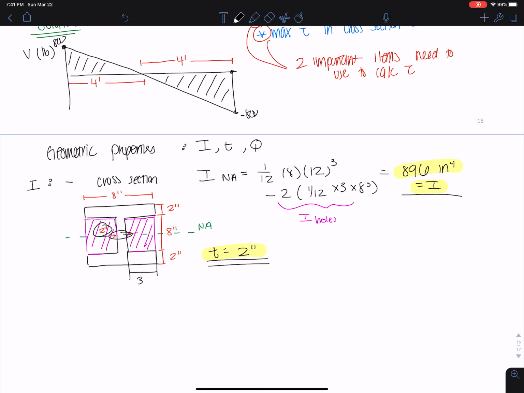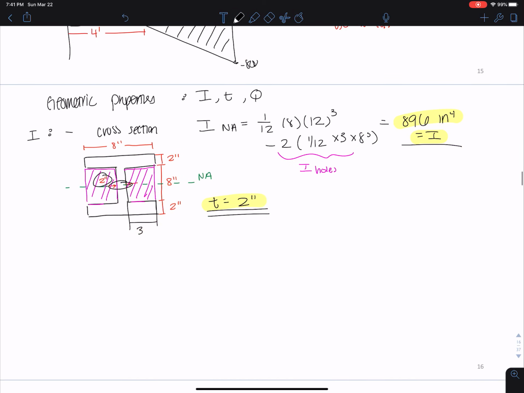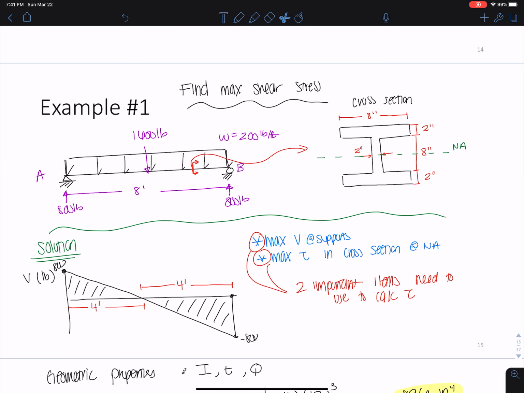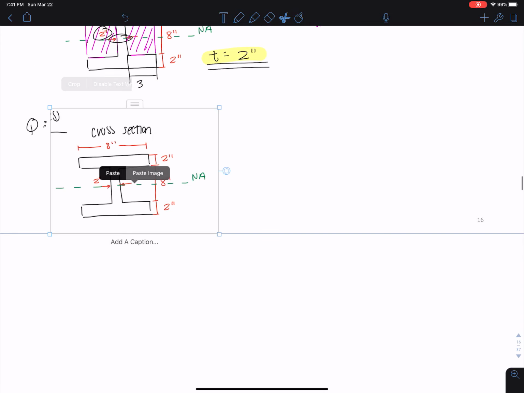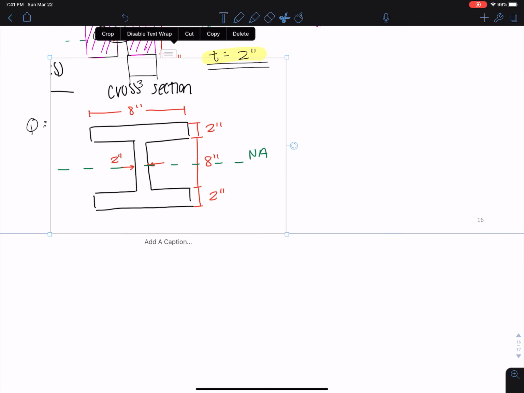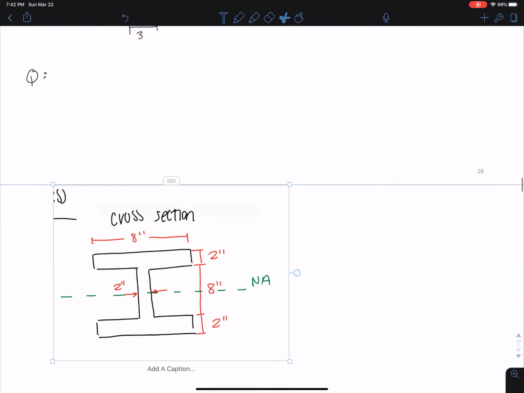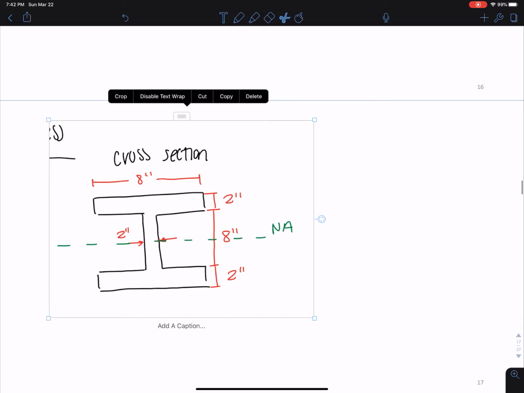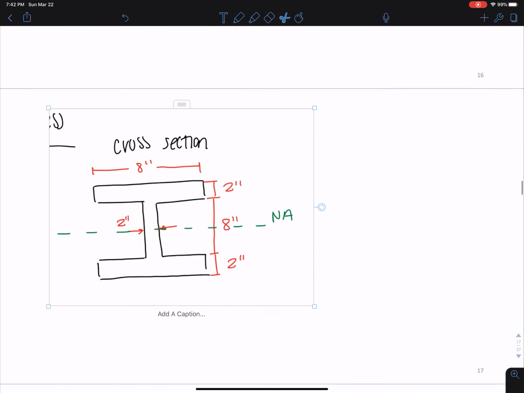Okay, the next thing, this is the fun part. So now let's do Q. But to do Q, I'm also going to come grab this picture again because we're going to use this and kind of blow it up. Make it a little bigger here. Even put it on this part.